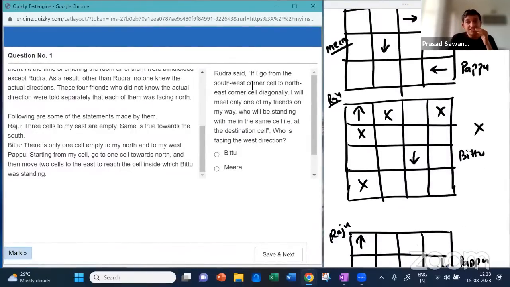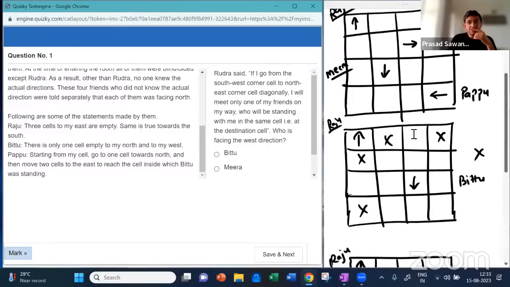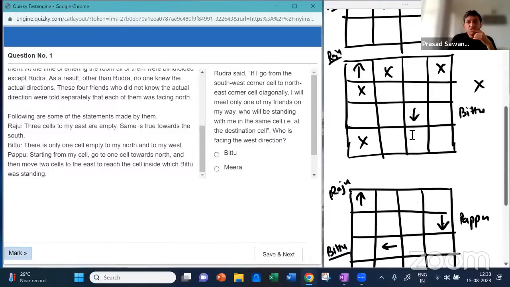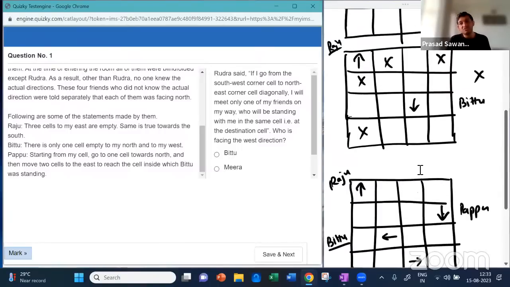Let's see. Rudra said, if I go from the southwest corner, southwest, this one, to the northeast corner diagonally, I will meet only one of my friends on my way, who will be standing with me in the same cell. That is at the destination cell. Who is facing the west direction? Okay, did I mess up something? Southwest corner to the northeast corner diagonally. But we don't know whether this is absolute north or not. Okay, understood. Fair enough, understood.